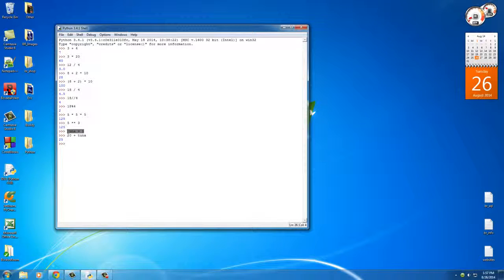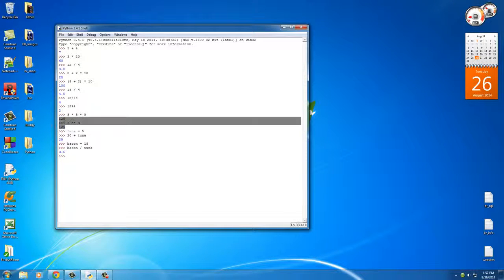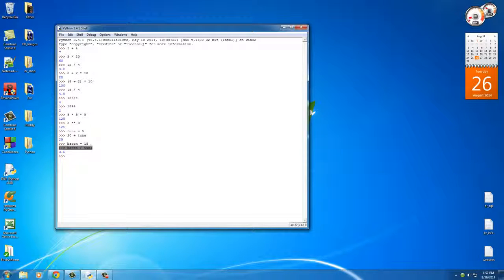Now you can actually use all variables in your equation. So if you have tuna equal to 5 and bacon equal to 18, then what you can do is put bacon divided by tuna, which is pretty much saying, okay, 18 over 5, and that is 3.6. So if you guys ever want to know what bacon over tuna is, it is 3.6. Pretty interesting. But now we know the basic math operators, also some cool extra things like exponents, and also how to divide bacon over tuna.